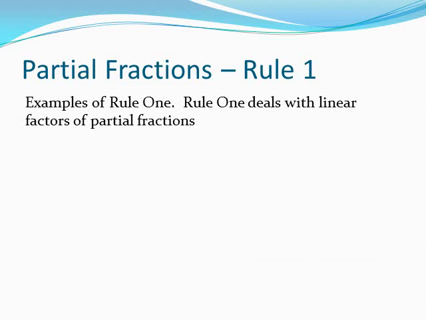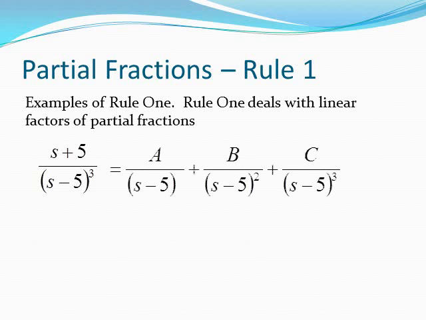So there's two rules that they introduce in this chapter. Rule number 1 is when it deals with what they call linear factors of partial fractions. So let's say we have this fraction that looks like this, and you can tell it has three of the same roots. S minus 5 is actually 3 roots of this fraction. So the way you have to set it up to figure out what simpler fraction it can be made up of is that you have to write it in this fashion.